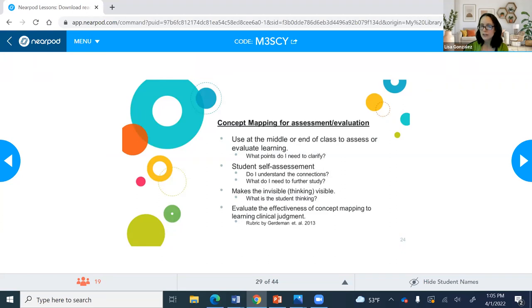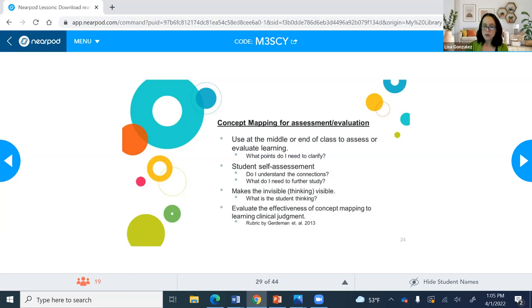So if they're looking at their concept map and they're like, these two things connect, but I can't do the third part of a concept map and explain the connection, they could ask, "Hey, can someone tell me how these two things connect?" They could ask each other, they could ask you. So it's a really great way to identify points that need to be clarified and to clarify them.